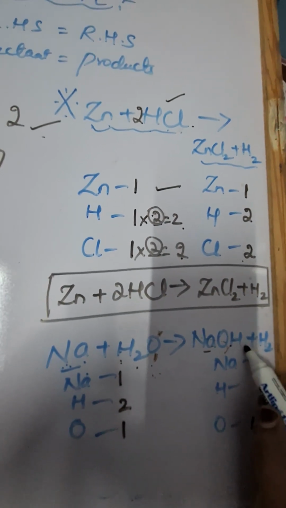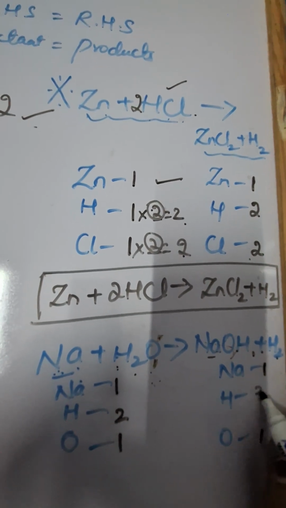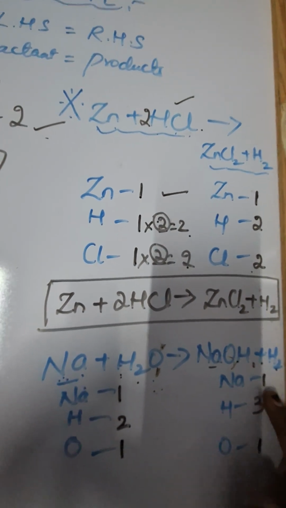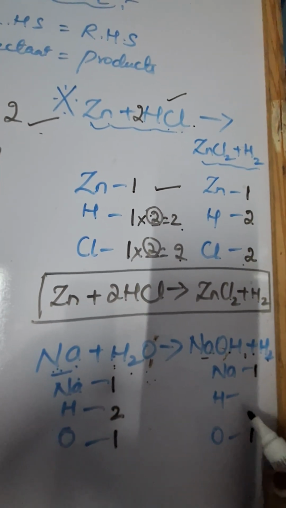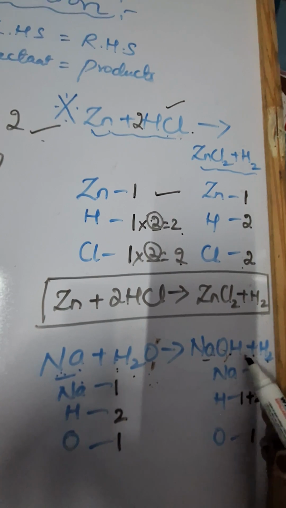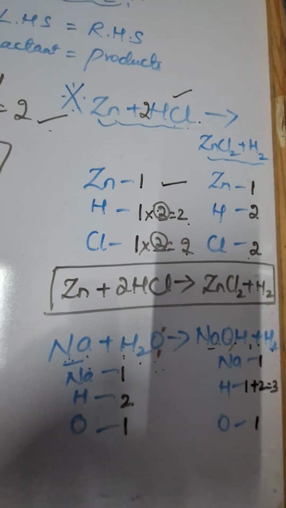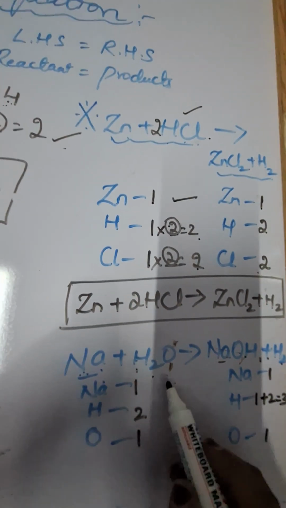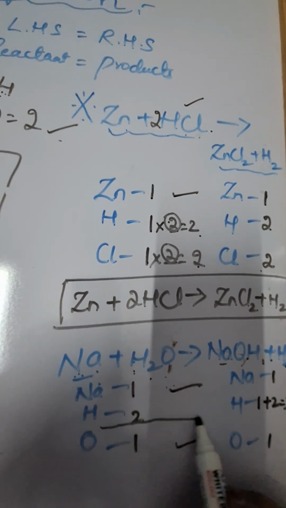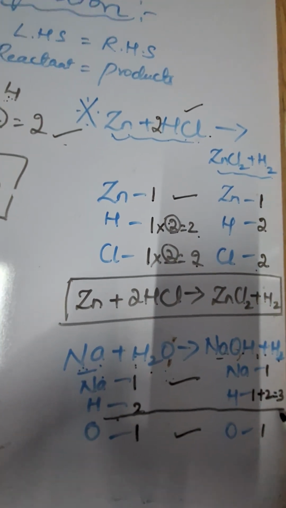If you don't have anything, it is 1, right? So 1 plus 2, so it is 3. So H is 3. Instead of writing this directly 3, you can write 1 plus 2, because here you cannot multiply, you will add it. So it is 3. Now just to see, Na is balanced, O is balanced, but we have hydrogen which is unbalanced. One side we have 2, the other side we have 3.